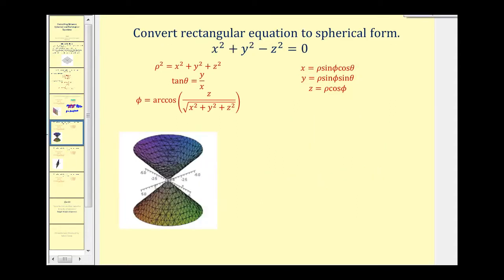In this example, we want to convert x squared plus y squared minus z squared equals 0 into a spherical equation. So using these equations here, we need to eliminate x, y, and z from the equation. Now there's no obvious substitution here. It would be nice if this was plus z squared, then we could perform our substitution here using rho squared. So what we'll do here is move the z squared term to the right side.